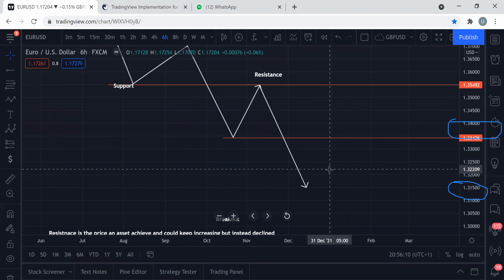Now, please let me sound this warning. Don't open your chart and start trading because of this alone. You are going to get wrecked. There's something called confluence. You must have 1, 2, 3 reasons for entering a trade.